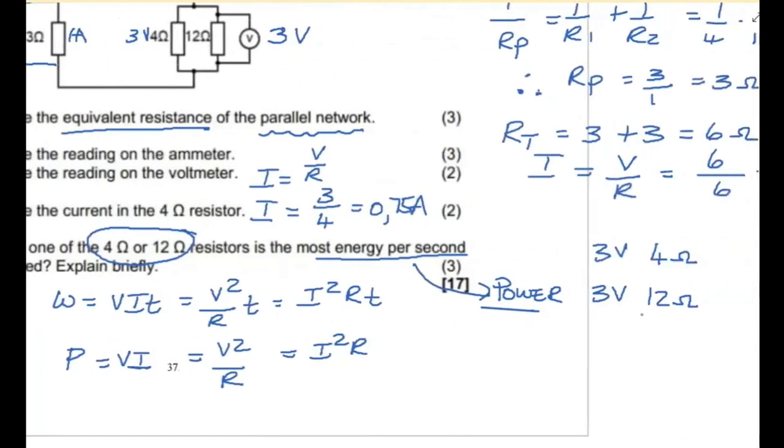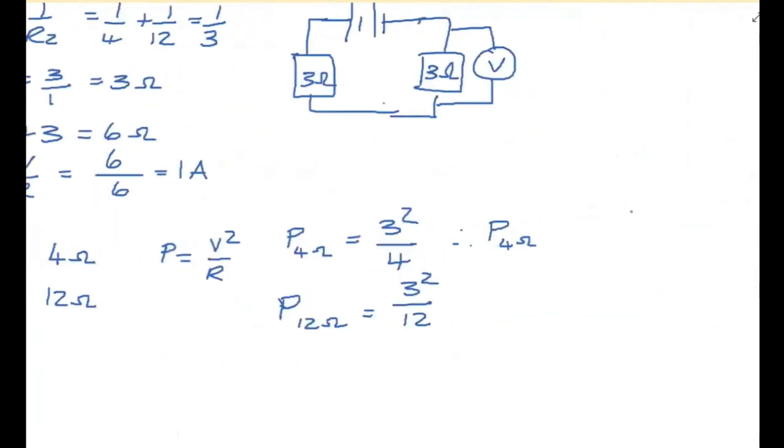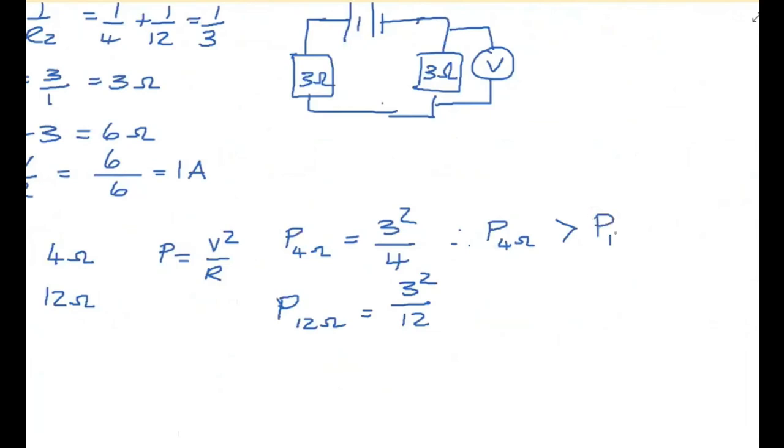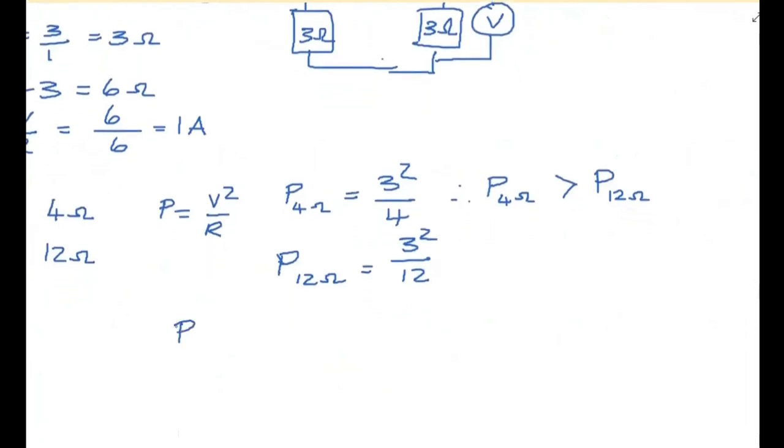They asked which is the most, so the one that's going to be the most, therefore, will be the 4 ohm. The power through the 4 ohm is going to be greater than the power through the 12 ohm. You could have obviously said, no, I don't like doing that.